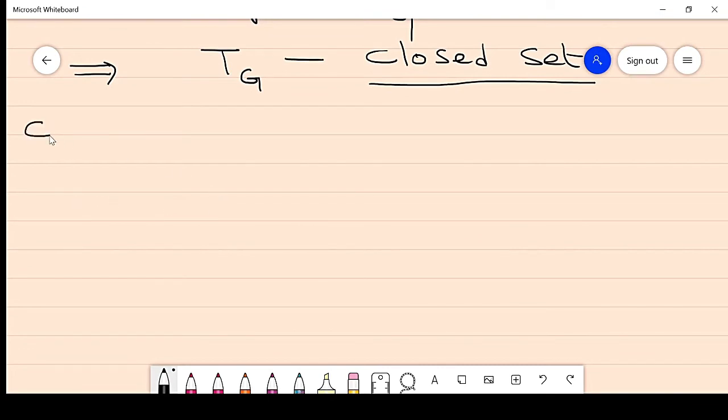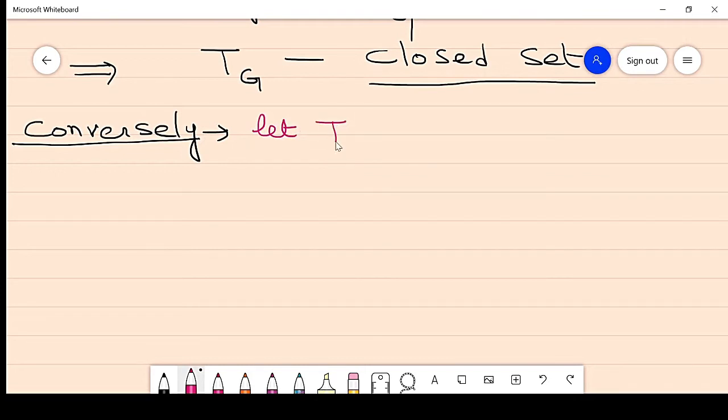Now the converse part. Conversely, now in the converse part, its graph is closed. Now let Tg be a closed set. If Tg is a closed set, now my aim is to prove T is a closed linear transformation.